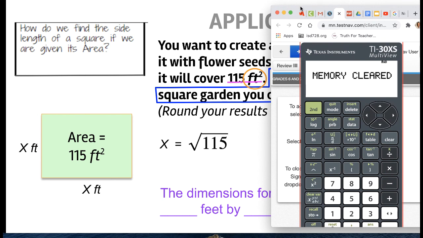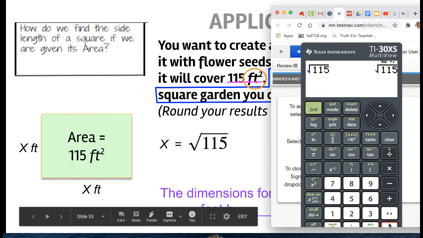It is not a perfect square. So it's going to be somewhere between the square root of 100 and the square root of 121. The square root of 100 is 10. The square root of 121 is 11. If I were to zoom in on a number line and see 10 and 11, it's going to be somewhere between there, probably closer to 11 than 10. So let's go ahead and find the square root of 115.